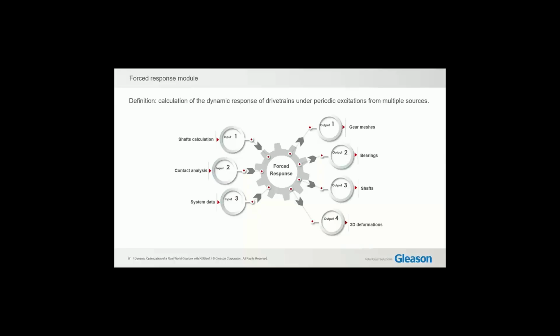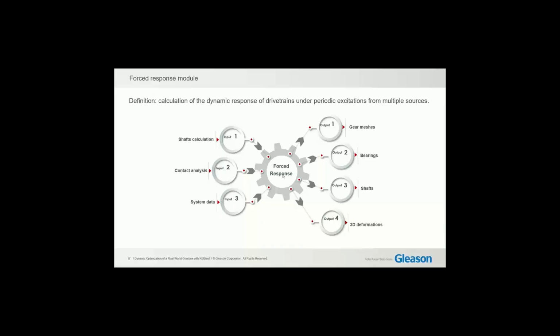This image that you see here illustrates the data flow for the force response calculation in a gearbox system. This is very general. I didn't explain details here, but the analysis takes as input the results from shaft calculation and contact analysis, and prepares some data. This step is done only once before the main force response analysis.